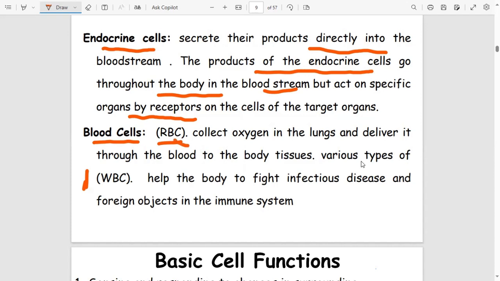Especially these red blood cells. They collect oxygen in the lungs, and then they deliver it through the blood to the body tissues. So that's the work of these blood cells.